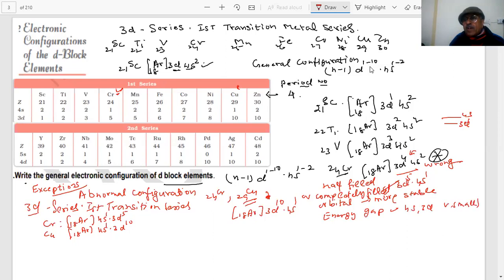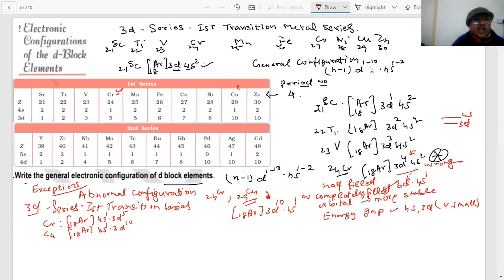Therefore, the electrons can be exchanged or snatched very easily by the 3d from the 4s. So the electronic configuration of all the elements of the 3d series is given here: scandium, titanium, vanadium, chromium, manganese, and so on, atomic number 21 to 30. Okay?